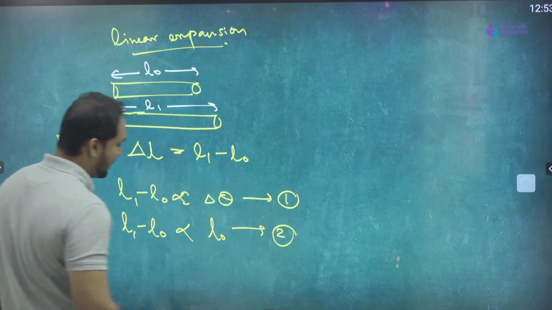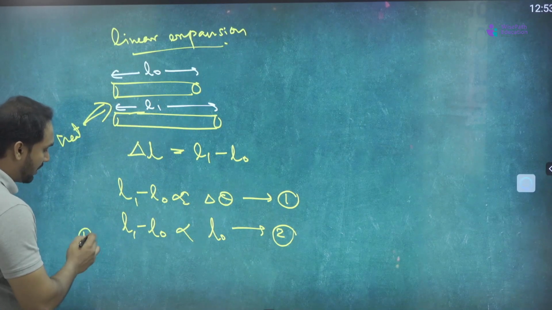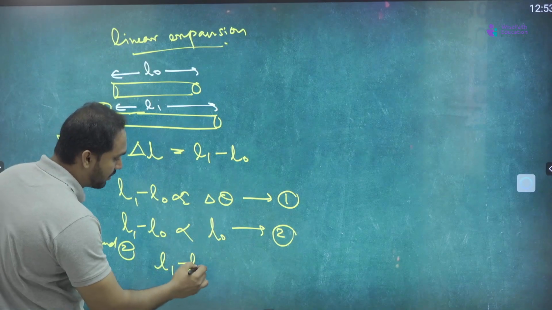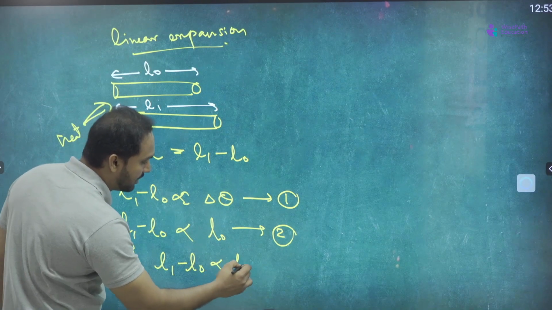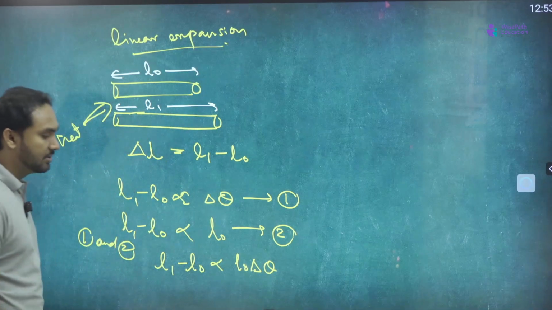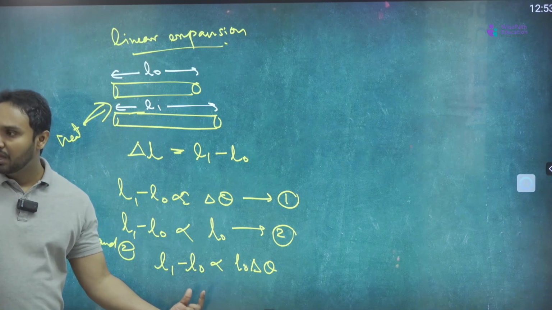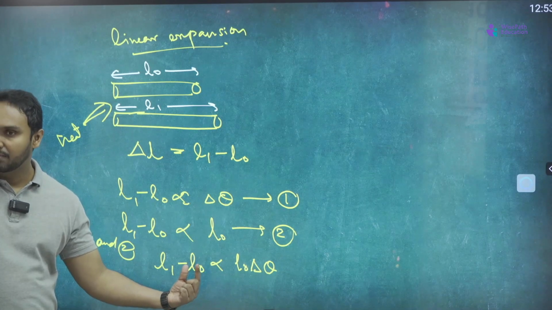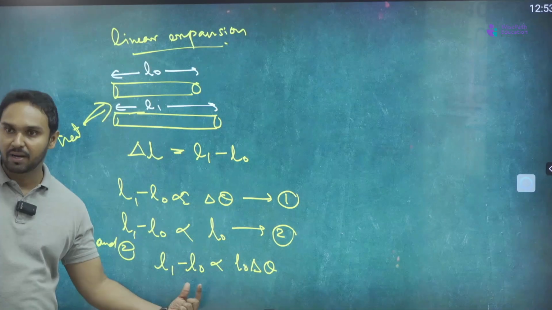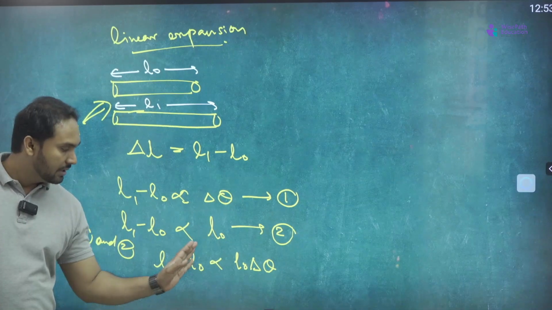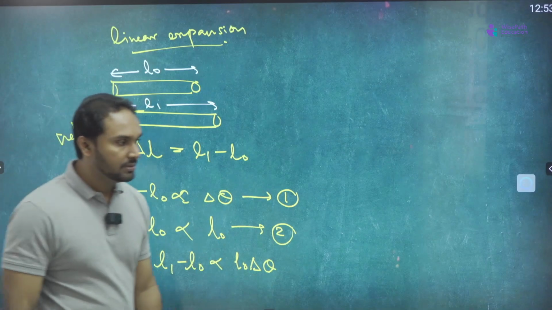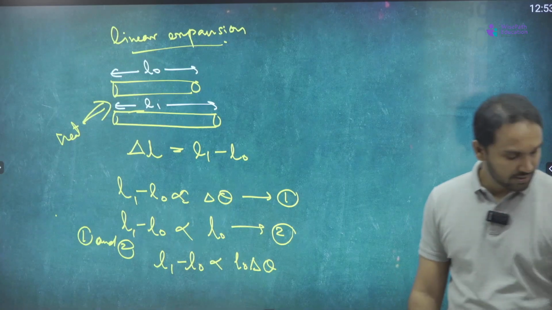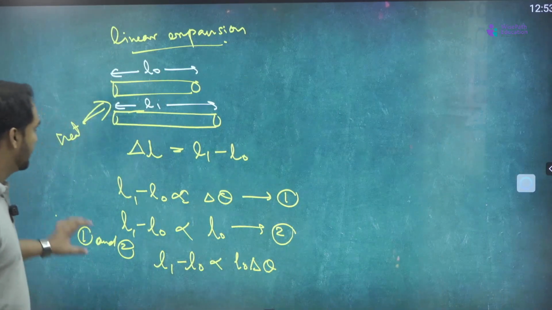So there are two proportionalities. Combining the two equations, L1 minus L0 is proportional to L0 delta theta. Now I have to remove the proportion to make this an equation. For that I have to bring in a constant. If I multiply by a constant, the proportion converts into an equation.